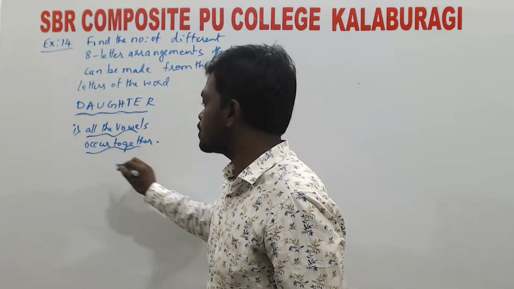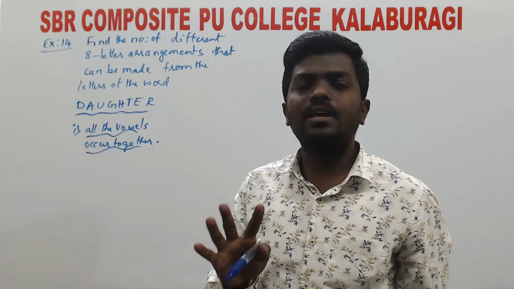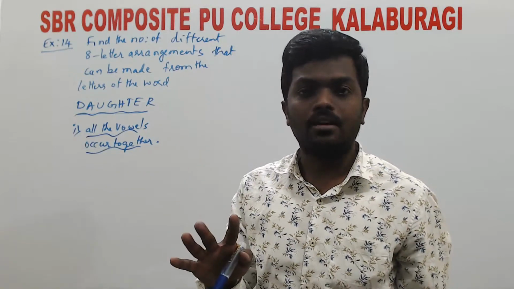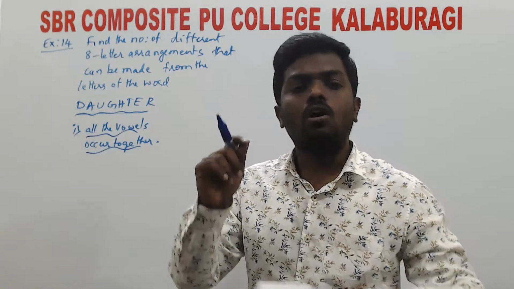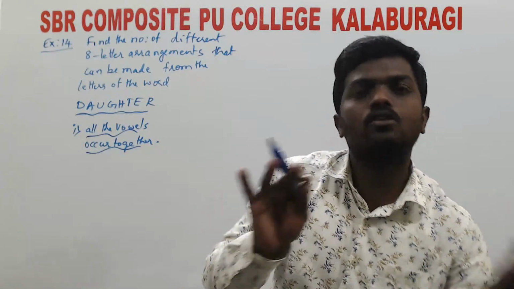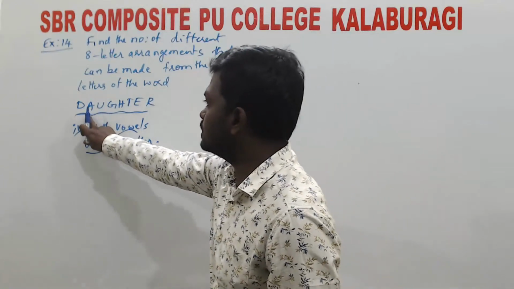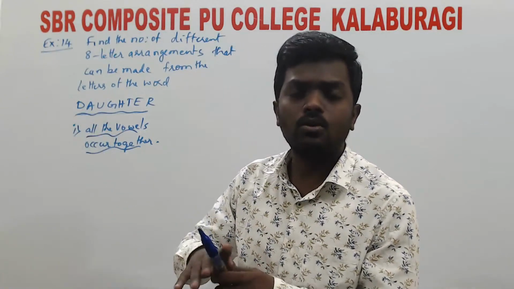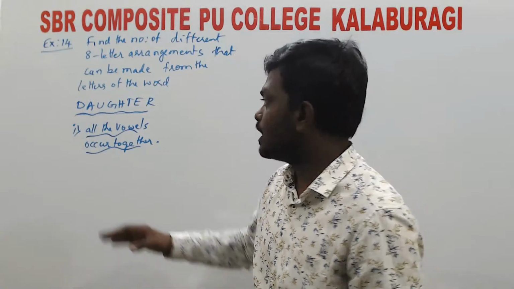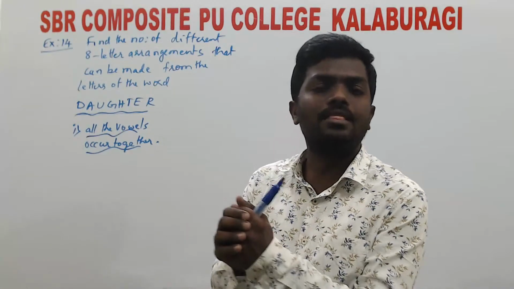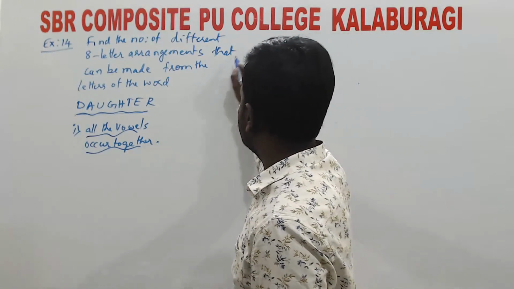Now let's go with the question. What is the first one? All the vowels should occur together, meaning they should always stay together, very close to each other, right? The question is to arrange in such a way that the vowels always occur together.